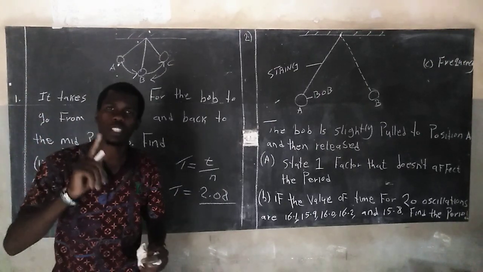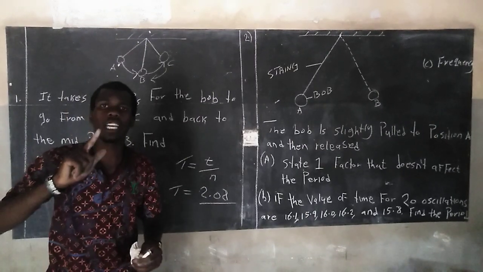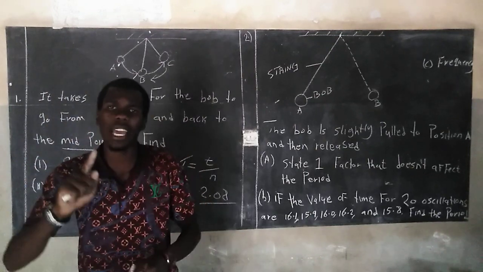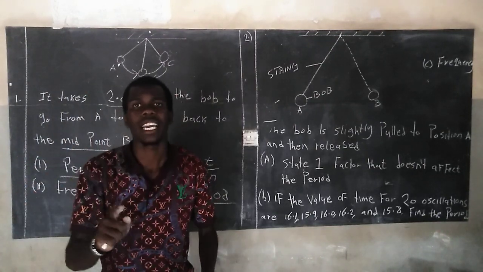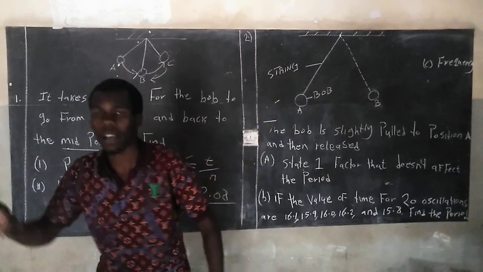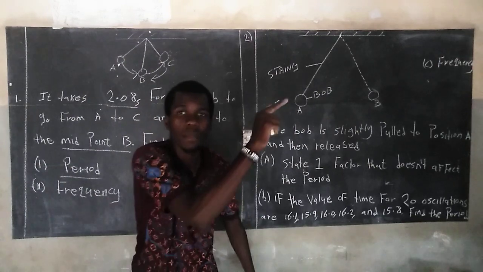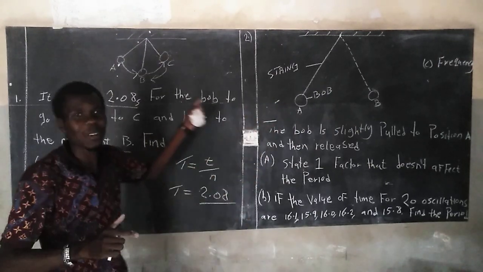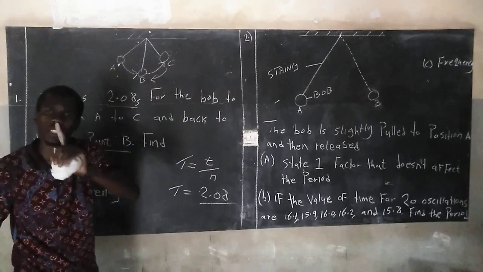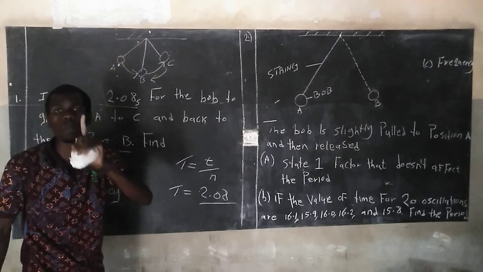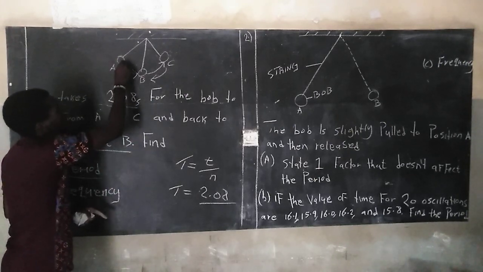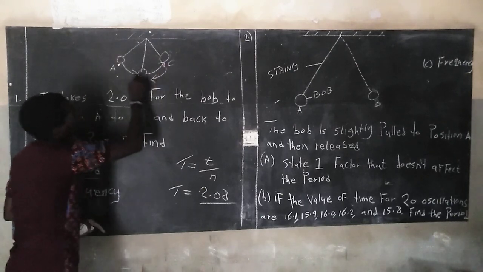For one complete oscillation to be made, let me take that again. For a complete oscillation to be made, a pendulum has to move from like this. It has to swing there and back. Let me show you like this. So I'm having this A and C. So for one complete oscillation to be made, a bulb has to move from A to C, and it has to get back again to A.